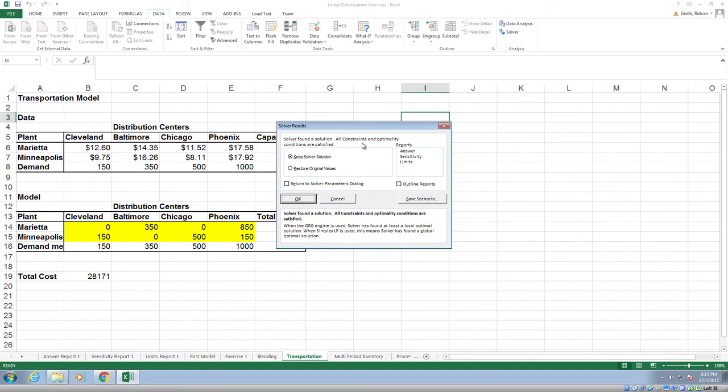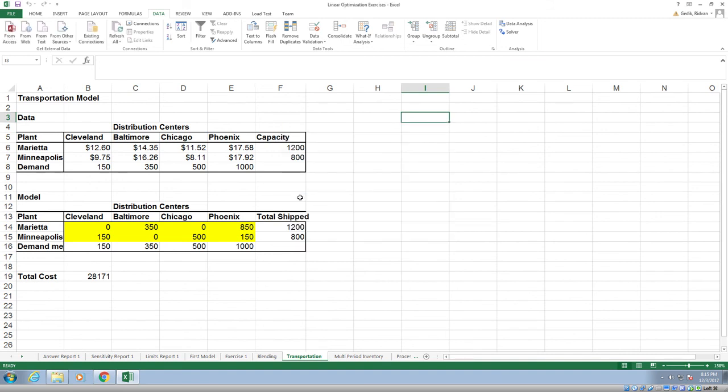Solver found a solution, all constraints and optimality conditions are satisfied, click OK. At the optimal solution, from Marietta you can ship to Baltimore and Phoenix with these values, and from Minneapolis you can ship to Cleveland, Chicago, and Phoenix. That's your optimal solution, and you would have a total cost of $28,171. That's pretty cool.